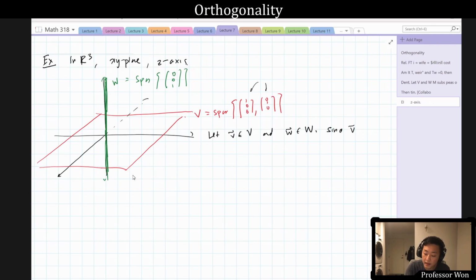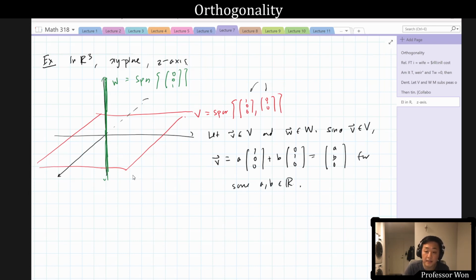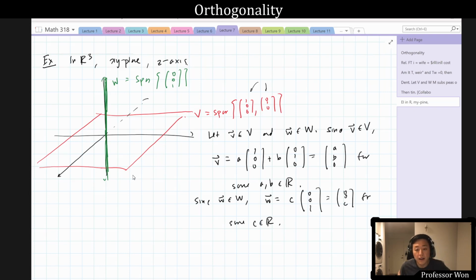Since v is in V, v is equal to some linear combination of these two vectors. So it looks like (a, b, 0) for some a, b in R. Every vector looks like this for some choice of a and b. Okay, and since w is in W, w is a scalar multiple of this. It's equal to (0, 0, c) for some c in R. So now I've written down what every vector looks like. Again, I haven't used any specific vector. I've chosen an arbitrary vector.